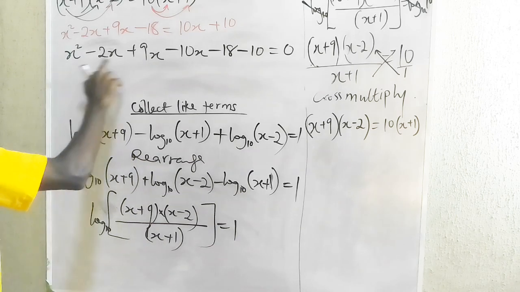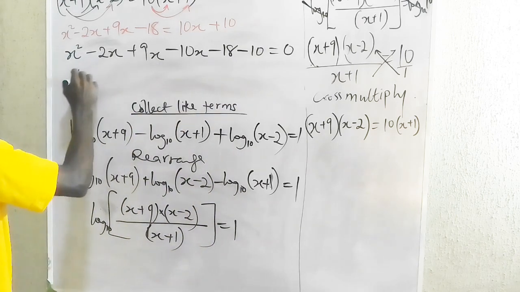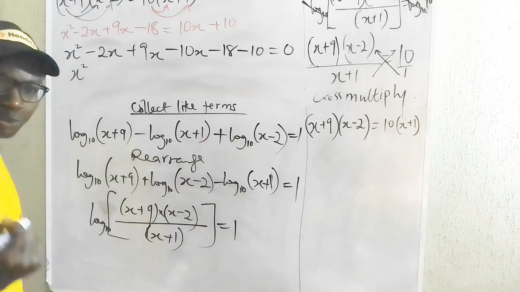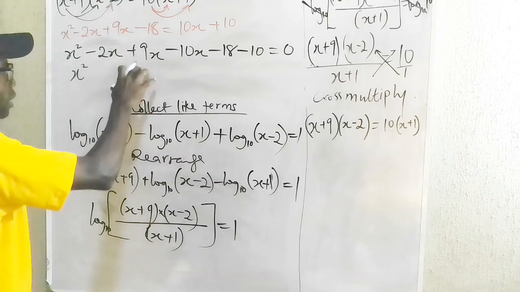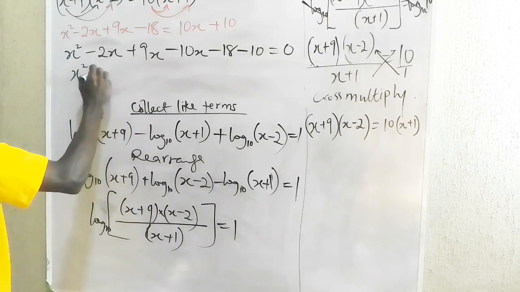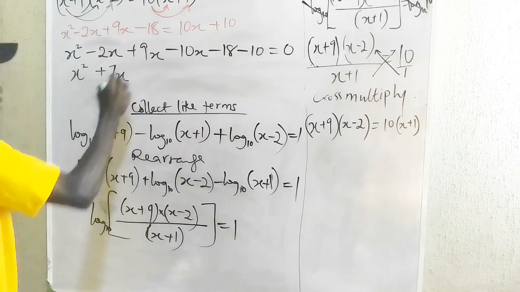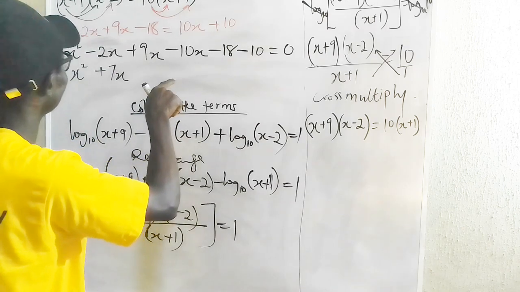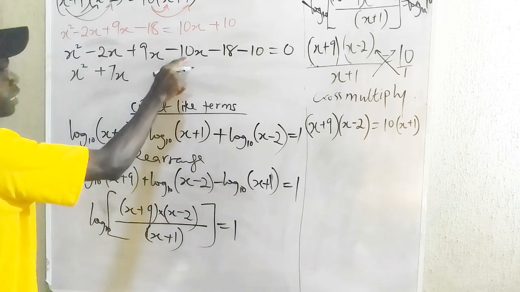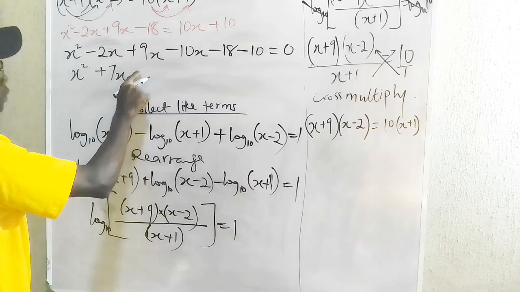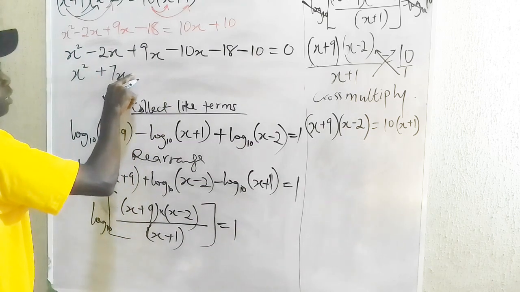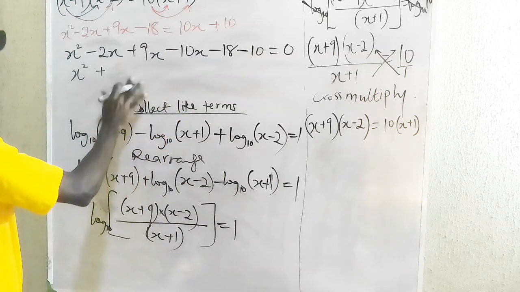Now this one doesn't have one that is close to it, so let's go. This one repeated, x squared, minus 2x plus 9x, what remains is 7x. 9 minus 2 is plus 7x. Then we have minus 10x. 7 minus 10 is actually going to be minus 3.